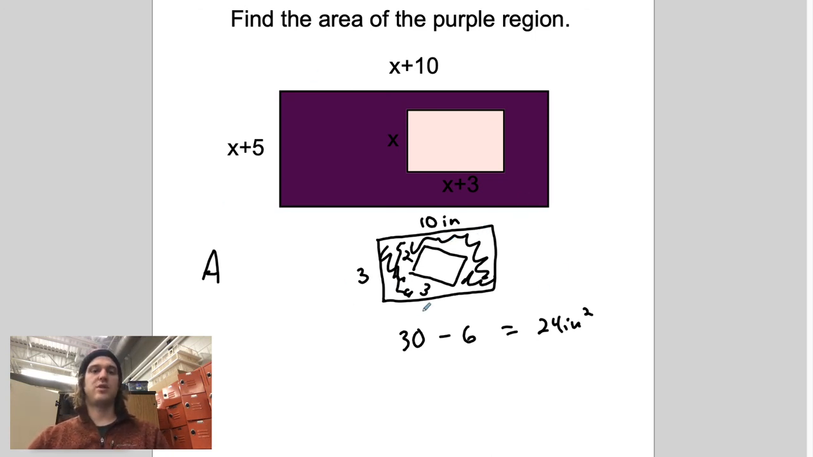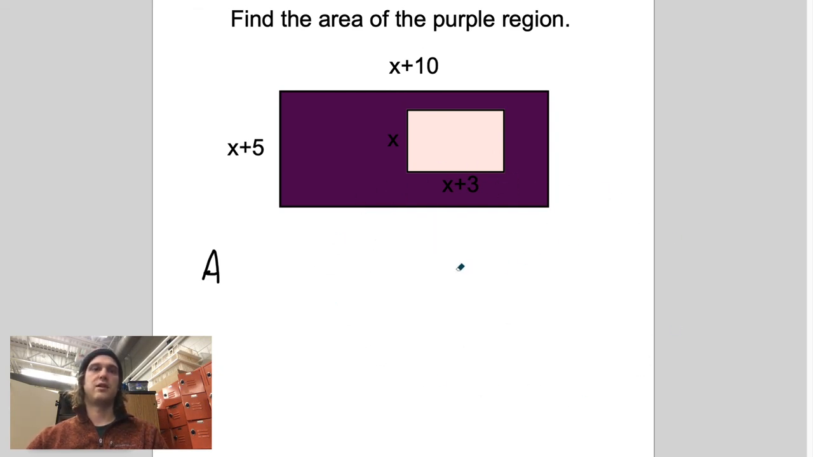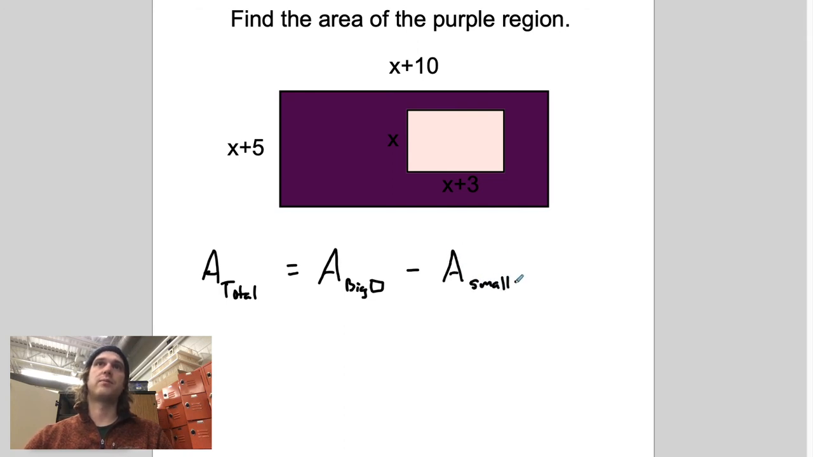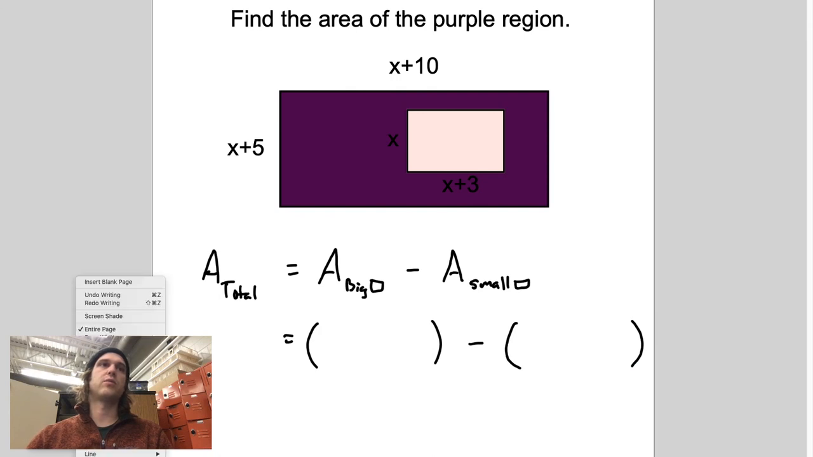So the way that we write this is we're going to say the total area is equal to the area of the big rectangle minus the area of the small rectangle. Okay, so we're going to have to find, I'm going to put these in big groups of parentheses. That's key. If you don't use parentheses here, you're going to get a funky answer, so please be careful.